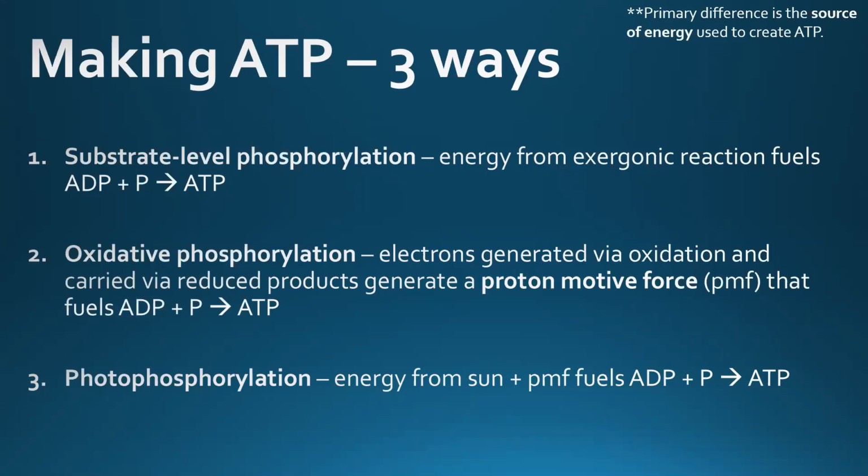Finally, the third way to produce ATP is photophosphorylation, which is using the sunlight energy plus the proton motive force to take the ADP and the phosphate and bring them together to produce ATP. So again, remember, the difference between all 3 of these is the source of energy used. Please remember that.